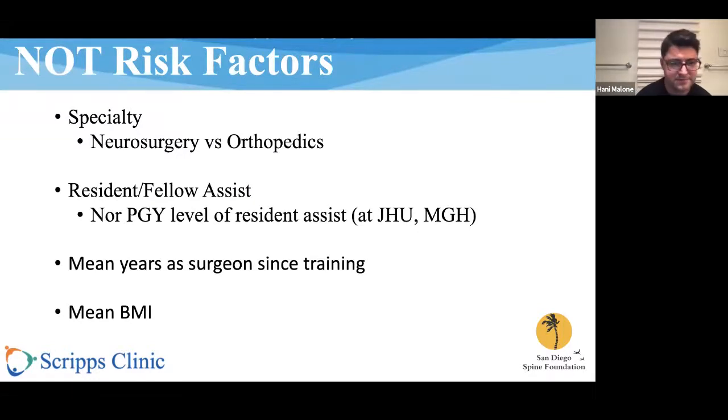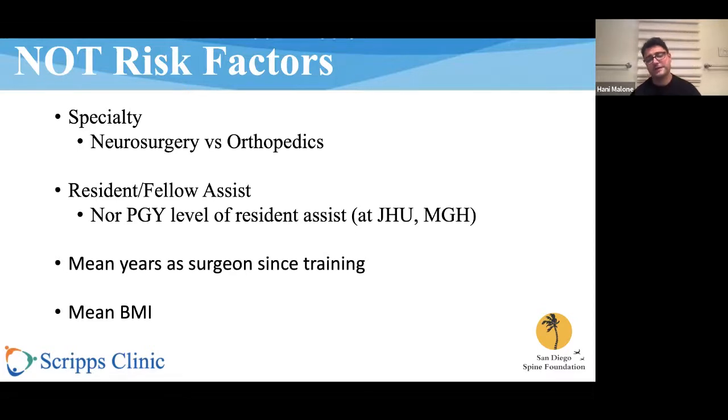Not risk factors, importantly: it has nothing to do with whether you're a neurosurgeon or an orthopedic surgeon. It was not associated with having a resident or fellow involved. And it was not associated with whether that resident was a PGY1 or a fellow. So at least at Hopkins and Harvard, where this data was collected, it looks like the appropriate level of supervision was there. If you were a PGY1, you had more supervision. And so that didn't increase the risk of spinal fluid leakage.